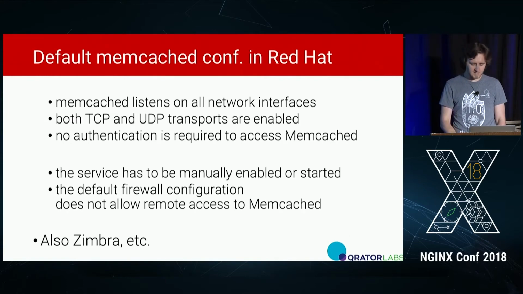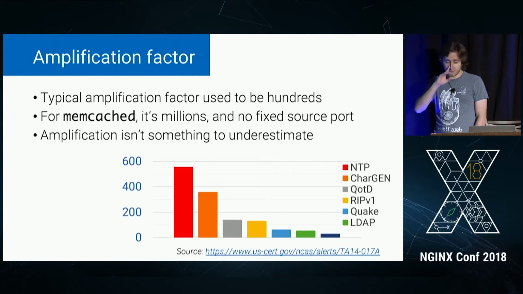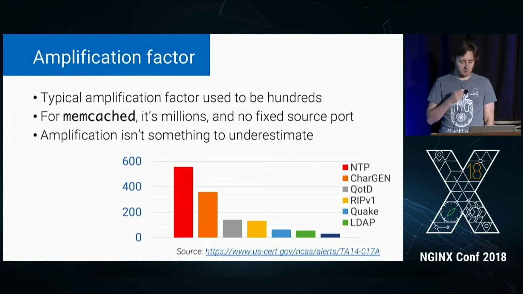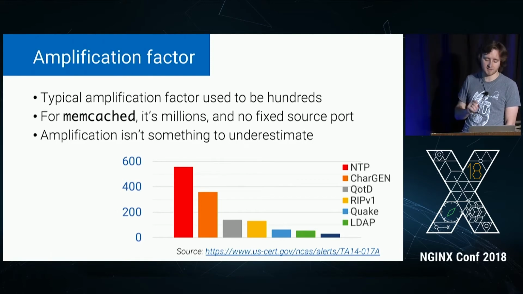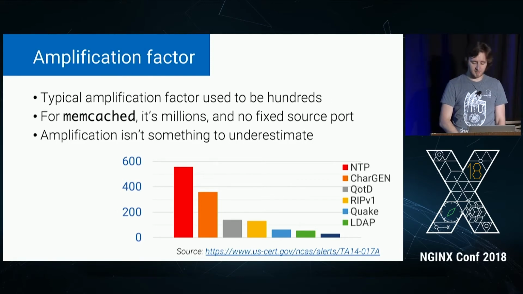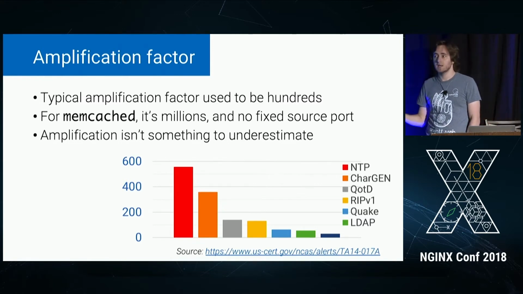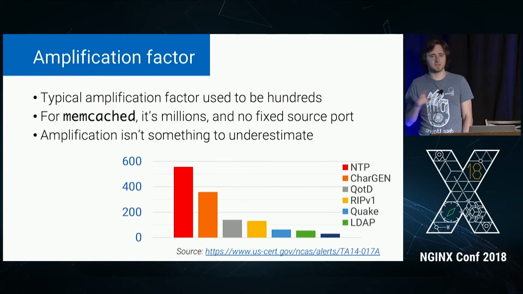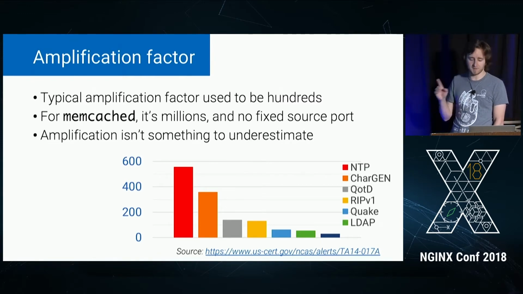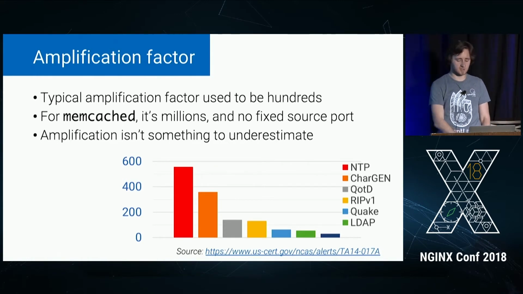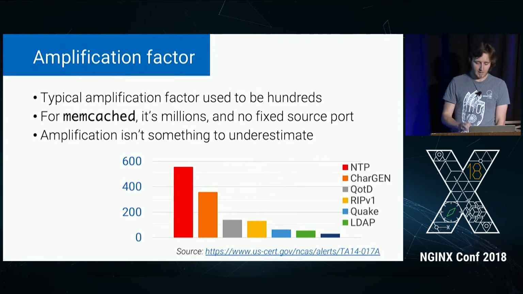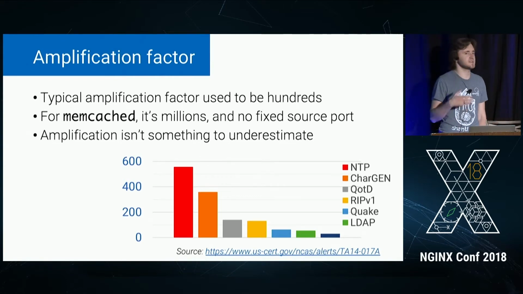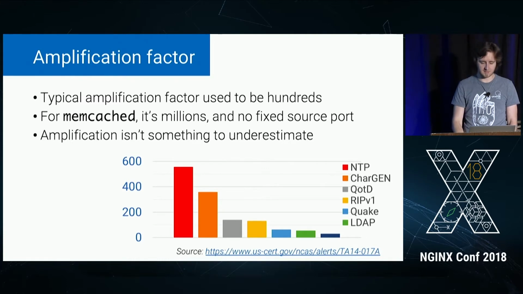So the amplification factor, like I said, is how much data you can get in return, and our previous champion was NTP with an amplification factor as high as 557. But for memcached amplification, in theory, the factor would be millions. But in practice, all the packets of the response aren't sent at once. And in practice, we see an amplification factor close to 9 to 10,000, which is still 20 times what NTP amplification does. So amplification attacks were thought to be something more or less under control before. However, as practice shows us, they are not something to underestimate.